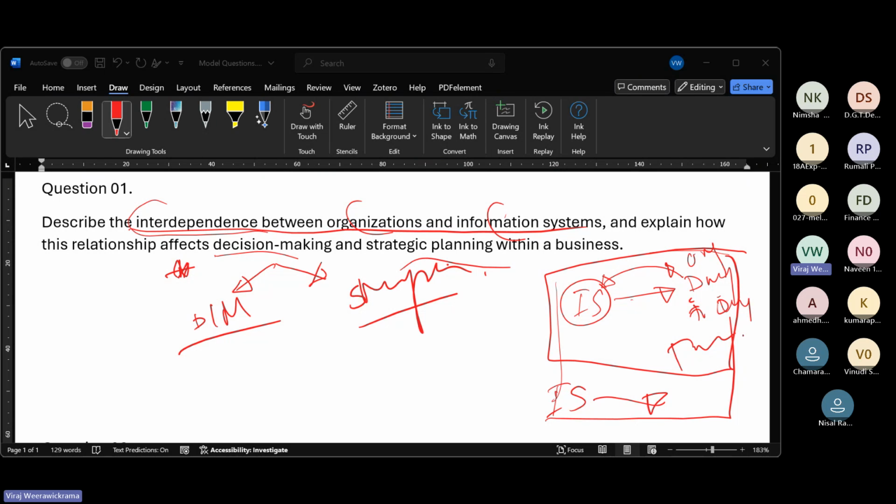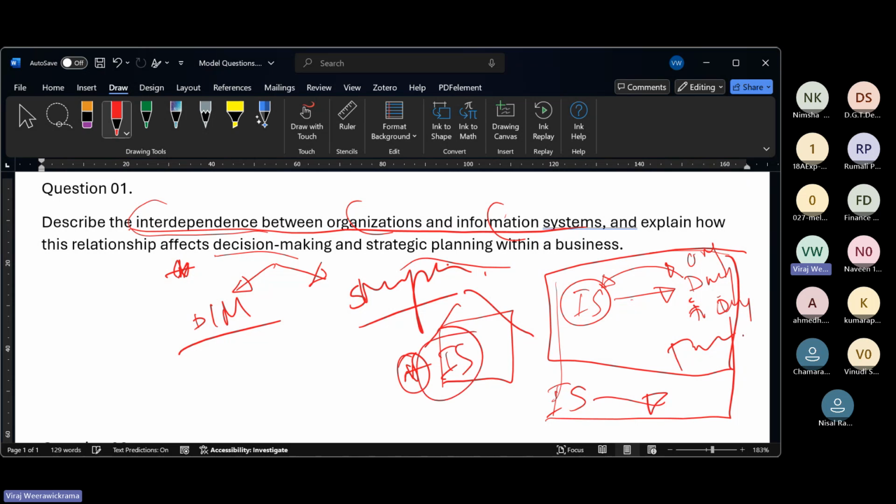Then you can highlight that as a company, you are directly linked with the information system. In a modern business environment, having an information system is one of the main characteristics that we can see.